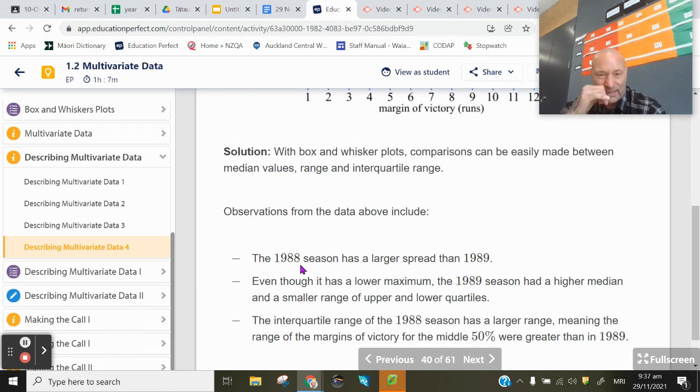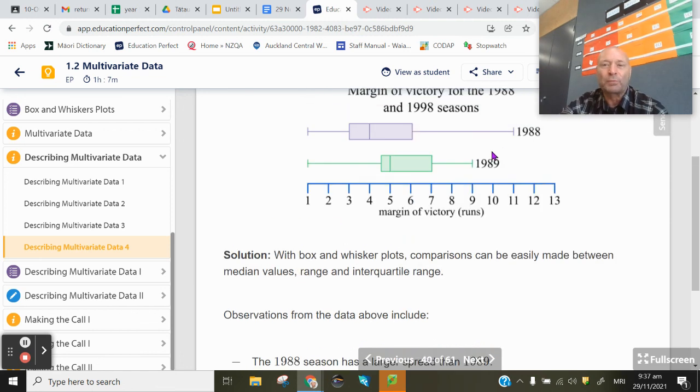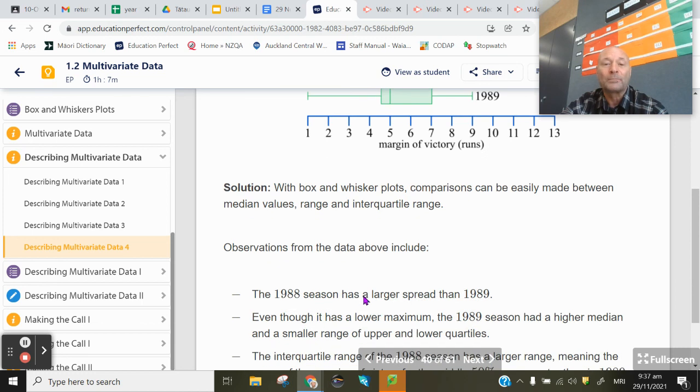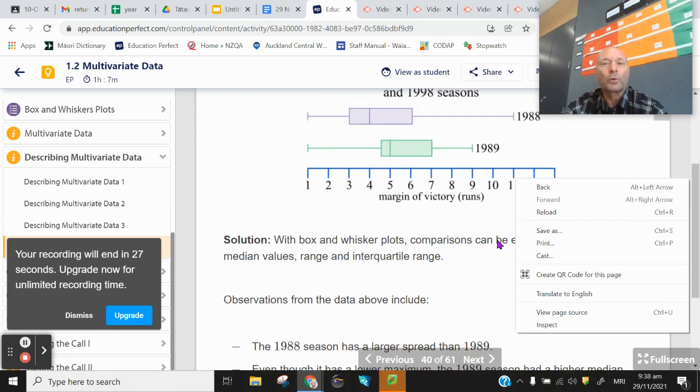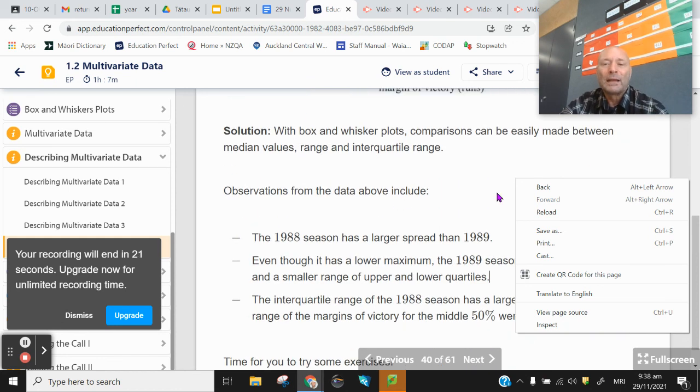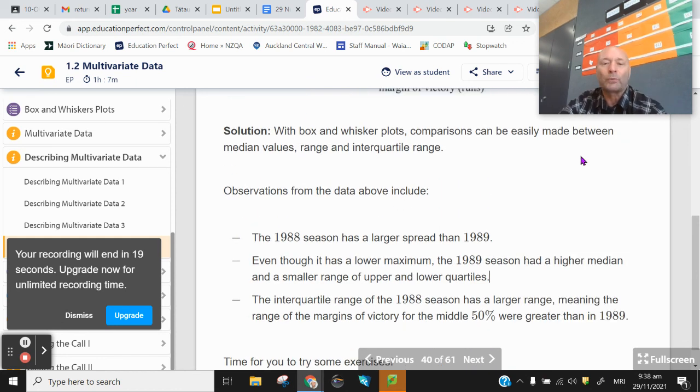Also, the 1988 season has a larger spread. The maximum minus the minimum is more spread out. Even though a lower maximum, the 1989 season had a higher median and a smaller range of upper and lower quartiles. We had mentioned that fact, that's more spread out. It's wider, that box. And we also could talk about the interquartile range being larger than the range of the margin of victory for the middle 50%, which is greater in 1989.